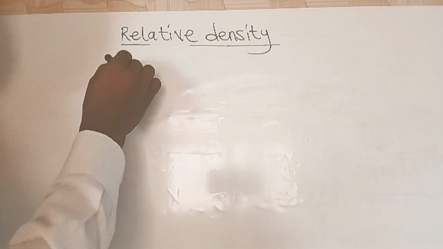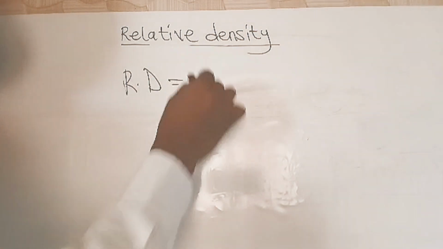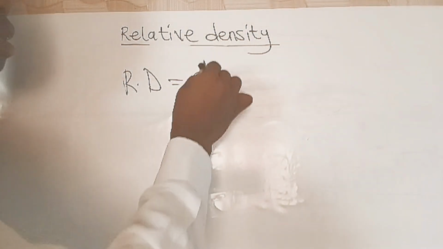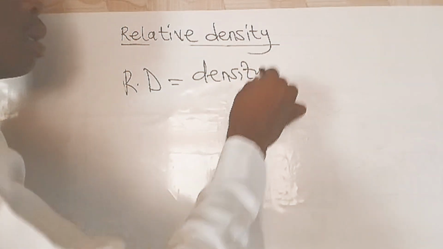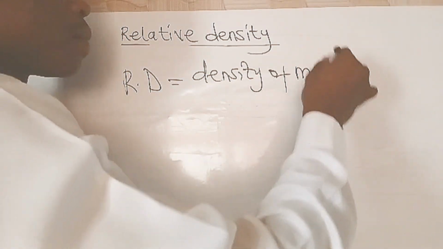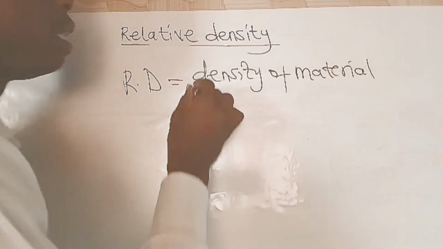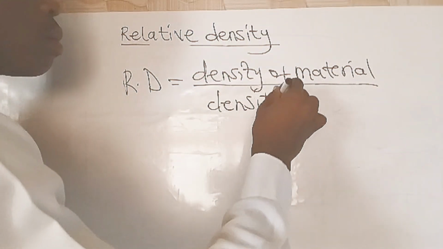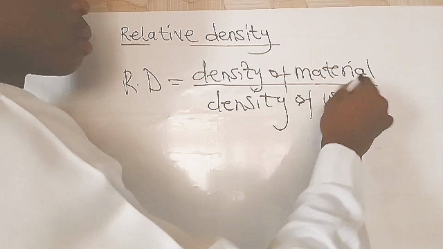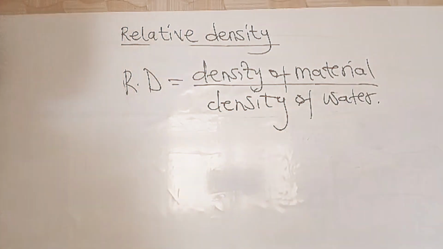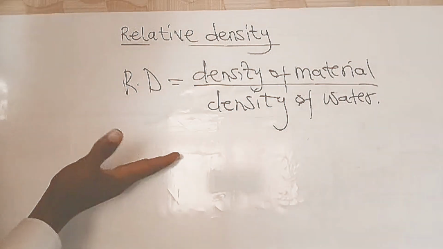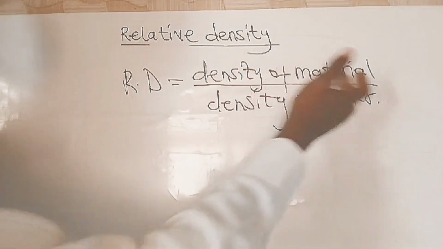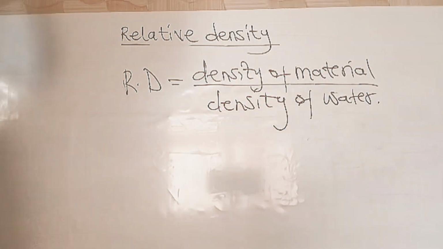So we say relative density is equal to the density of the material divided by the density of water. If you want to find relative density, we use this formula: relative density equals density of the material divided by the density of water.